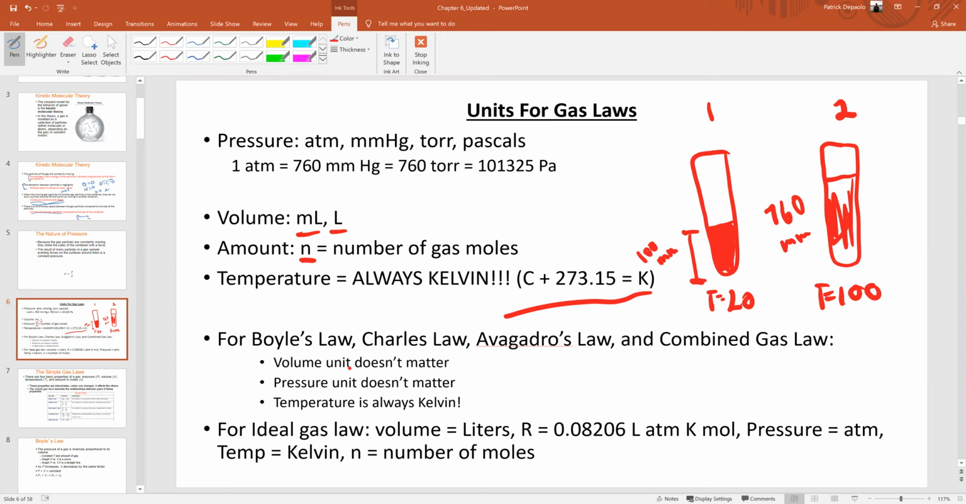Oh, I wrote the units down here. Wow, this is a really good slide I made. I'll pat myself on the back.